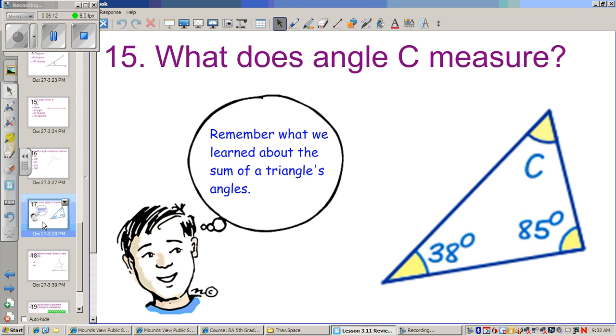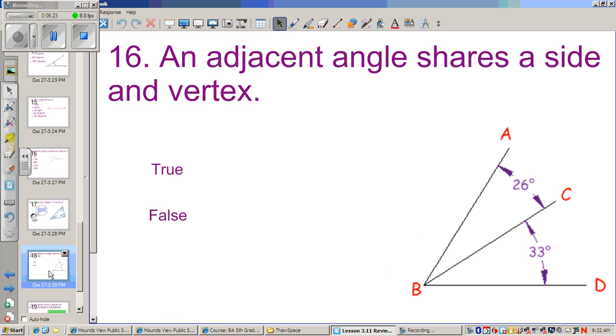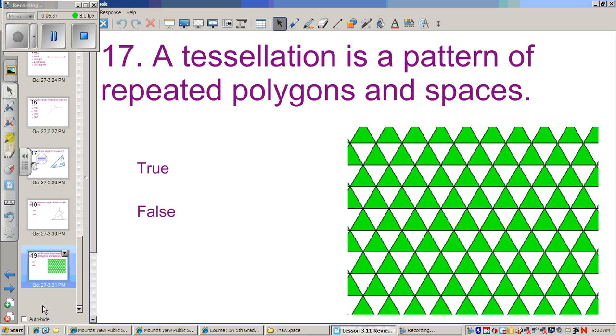Remember what we learned about the sum of a triangle's angles. That's your little clue. What do we know about the sum of a triangle's angles? Okay, and hopefully you remember that. An adjacent angle shares a side and a vertex. Is that true or false? True or false? Okay, and I think we're on to our last one, question 17. A tessellation is a pattern of repeated polygons and spaces. True or false? Think about the definition of a tessellation. What can it not have? And hopefully that will help you pick the correct answer.